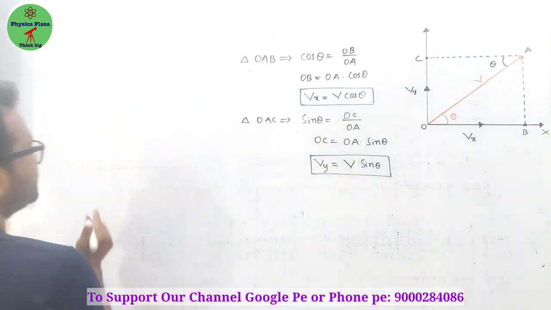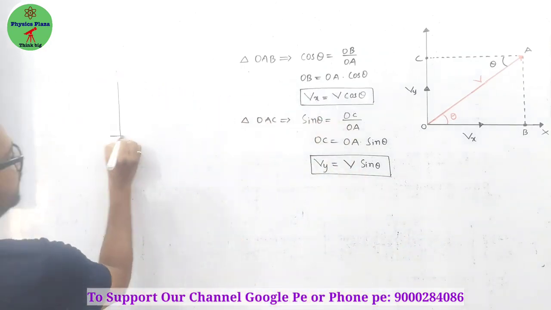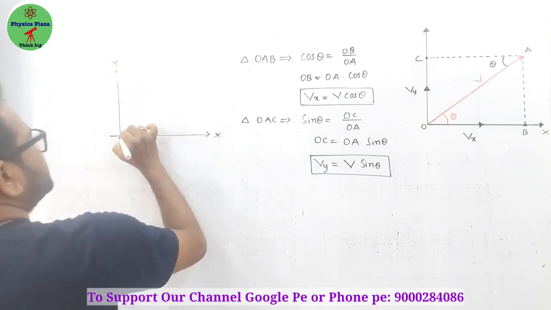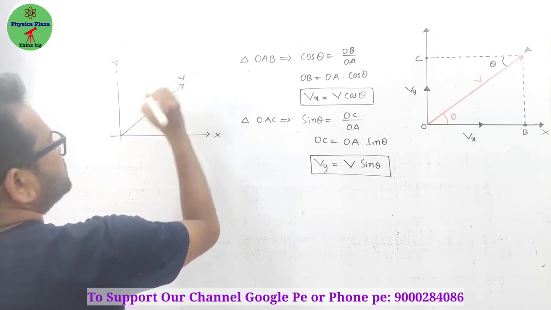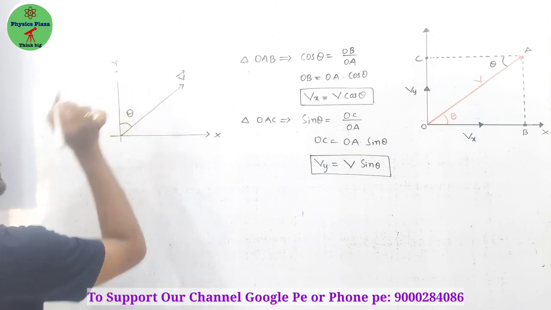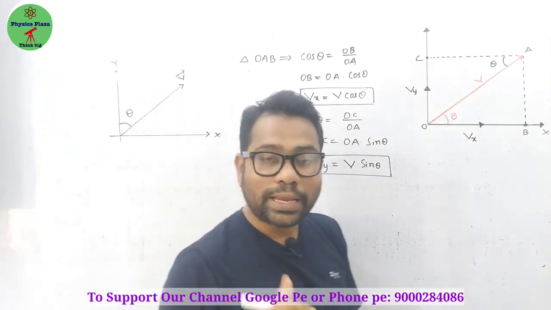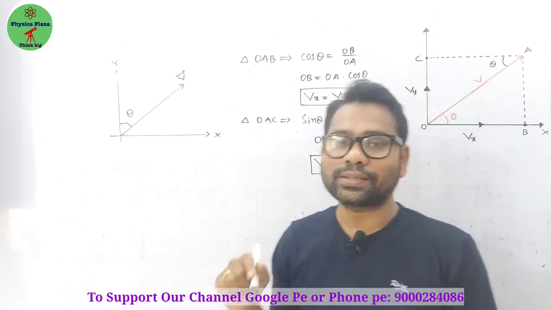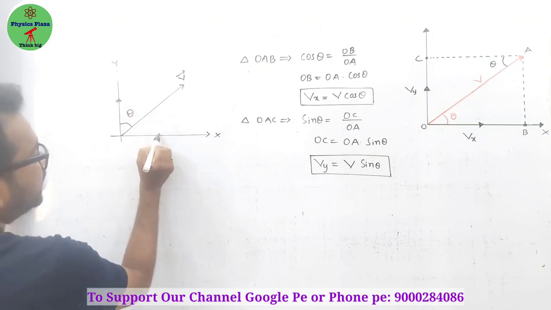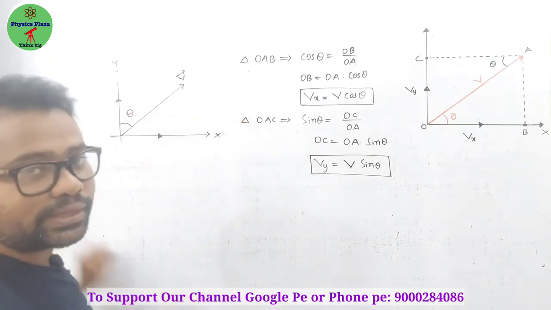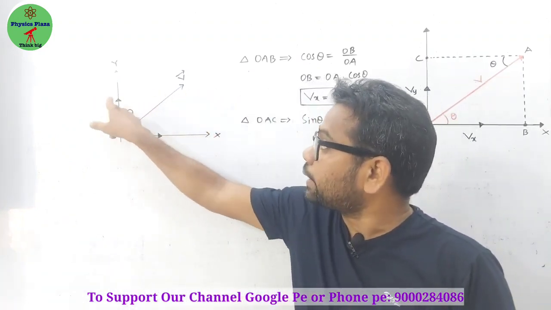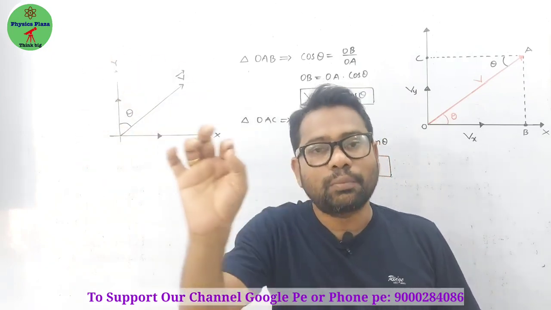Let me take one more example, children. Suppose, look here, same x-axis, and let us say here is the y-axis. Let us take the same velocity vector V, such that it is making an angle theta with the y-axis. Now the horizontal component will be along the x-axis and the vertical component will be along the y-axis. So here you should see with which axis the vector is making the angle; along that direction the cos theta component will come.